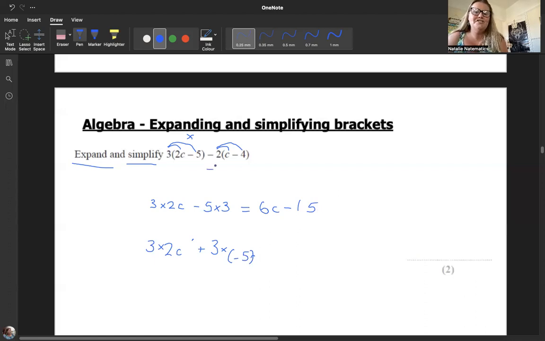So we've got minus 2 times c, which is minus 2c. And then you've got a minus 2 times a minus 4, which is a plus. Minus times a minus is a plus. And then 2 times 4, which is 8. Okay. So all together, we've done the expand. So let's just remember what we've got. I'm going to do it over here. We have 6c minus 15, and then we've got minus 2c and then plus 8.